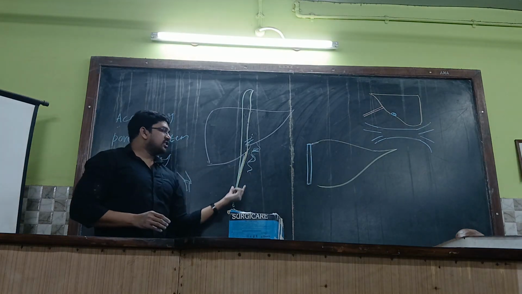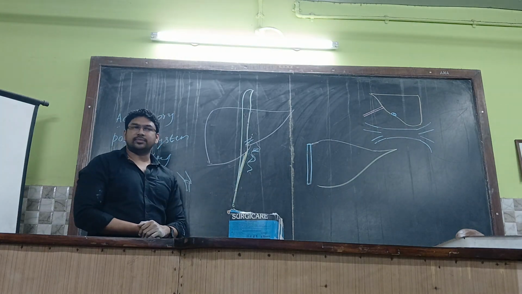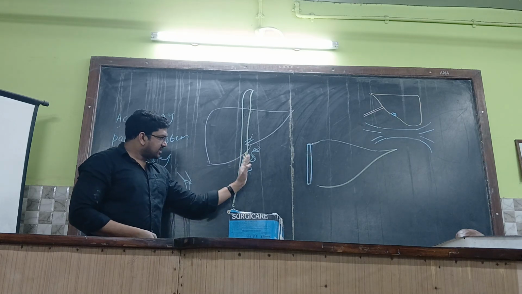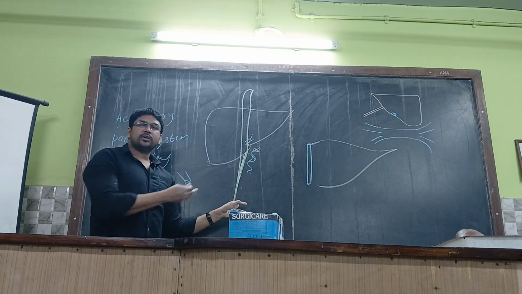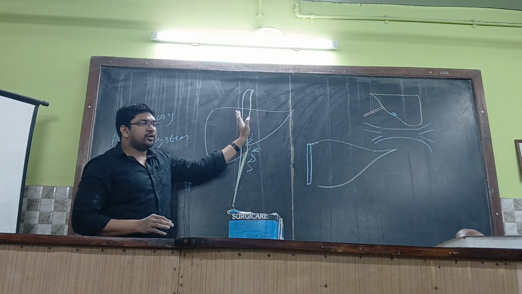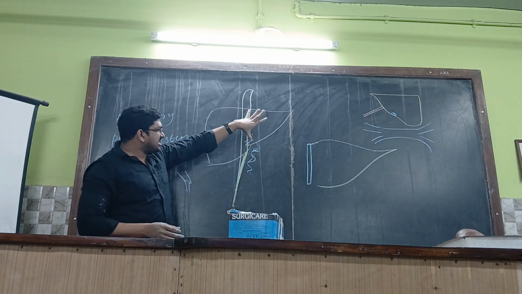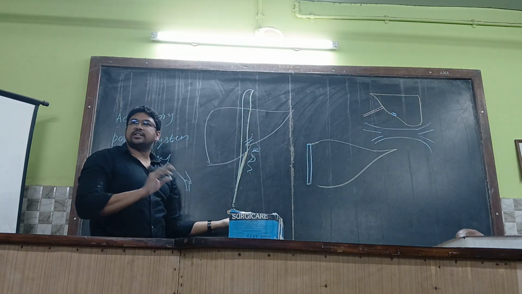So these are the contents of the falciform ligament. Which margin? The free margin of the falciform ligament over here. All these structures are present towards the free margin of the falciform ligament. The attached margin will be attached to the liver and will diverge, occupying the entire liver. So this is the difference between the attached margin and the free margin of the falciform ligament.